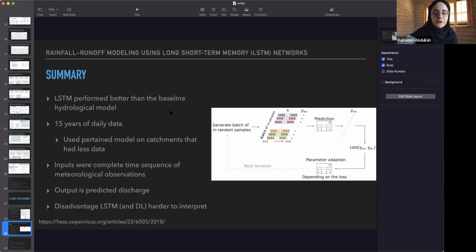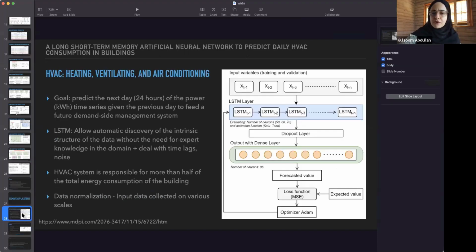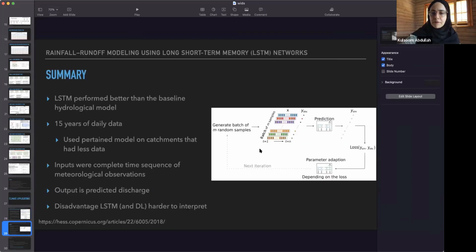The other thing they did was for other basins where they didn't have as much data, and because of not having much data, they weren't able to use the LSTM directly. But they went ahead and used the model that they had trained on the 15 years of daily data, and then used transfer learning on the other basins with less data, and they also had pretty good results. And this picture, which, actually this picture will be better.